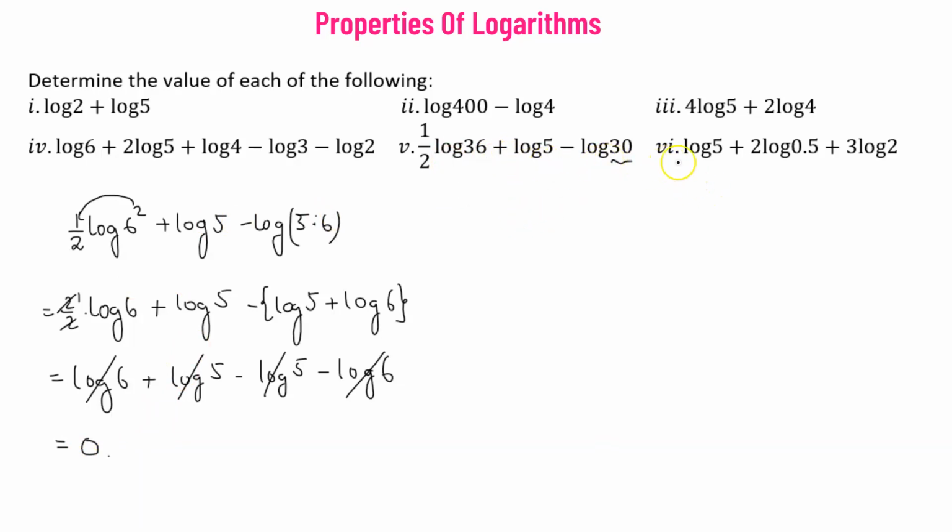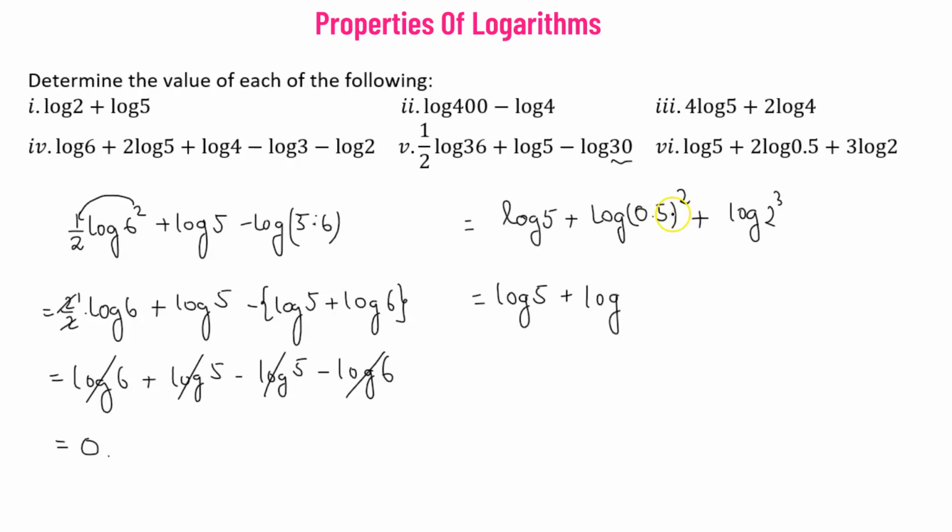Let's move on to the sixth problem. So we have log of 5 plus 2 times log of 0.5 plus 3 times log of 2. So we have log of 5 plus 2 times log of 0.5, which we can also represent as log of 0.5 raised to the power of 2, plus log of 2 cubed, right? So this will be equal to log of 5 plus log of 0.5 squared, so that will be 0.25, plus log of 2 cubed, so 2 cubed will be 8.